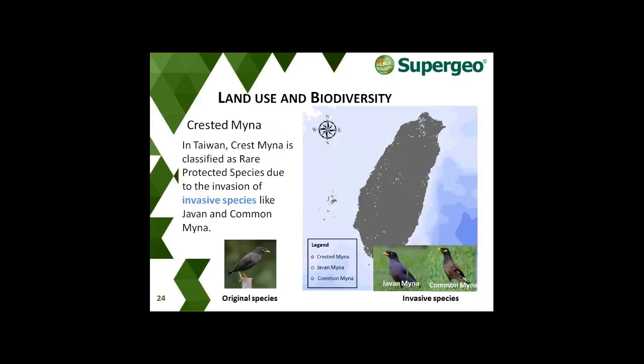And due to the increasing interaction between different countries, the invasion of invasive species has become a common issue. Invasive species have the tendency to spread, which is believed to cause damage to the environment or humans. In Taiwan, there are many invasive species threatening the original species. The Crested Myna is one of the examples. It is an original species, but now it is classified as a rare protected species due to the invasion of invasive species like the Javan myna and the common myna.